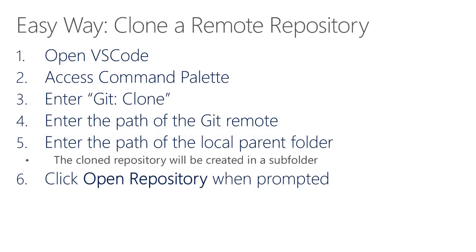Open Visual Studio Code, you access the command palette, then you enter git clone. I've already shown you that command. Then it asks for a URL for the Git remote. Then you point to a local parent folder, and then it will download the cloned repository from the remote into your local folder, and it will create a project folder inside of that parent folder that you've pointed at. And then Visual Studio Code will ask you, do you want to open the repository? You click the button, and from that point on, you're in.